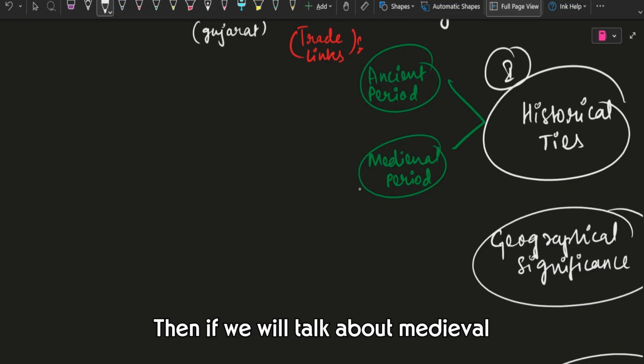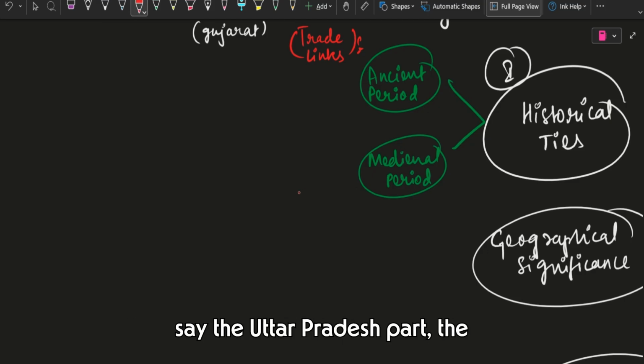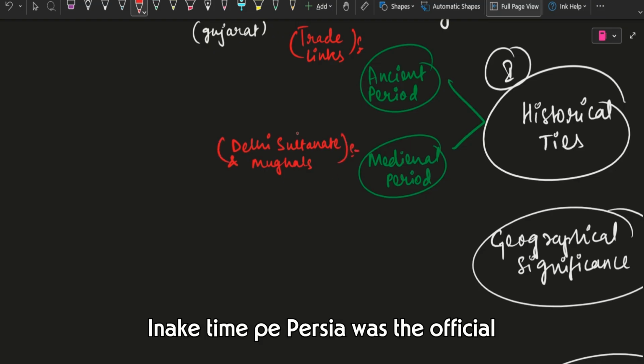Then if we'll talk about medieval period, Delhi Sultanate and Mughals, then we can say the Uttar Pradesh part, the art and literature, and the language and culture. First, we'll do the Delhi Sultanate and Mughals. इनके टाइम पे Persia was the official language.